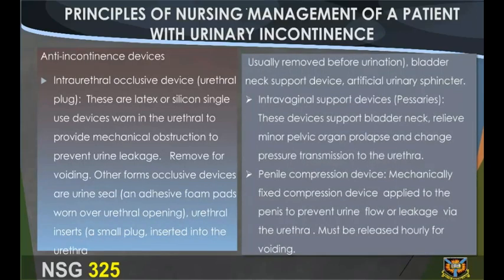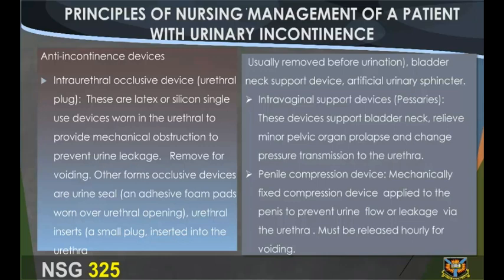Anti-incontinence devices. Intraurethral occlusive device, urethral plug. These are latex or silicone single-use devices worn in the urethra to provide mechanical obstruction to prevent urine leakage. Remove for voiding. Other forms of occlusive devices are urine seal, an adhesive foam pad worn over the urethral opening. Urethral insert, a small plug inserted into the urethra, usually removed before urination. Bladder neck support device, artificial urinary sphincter.